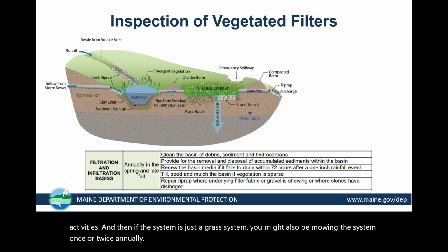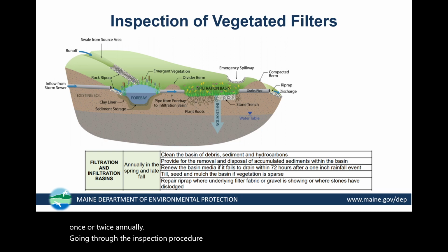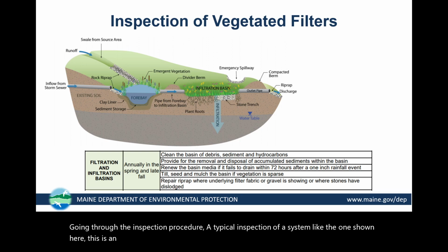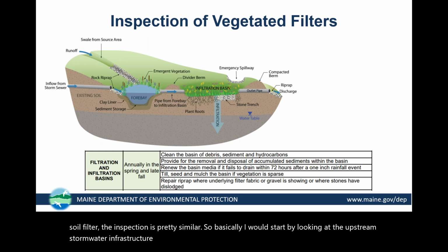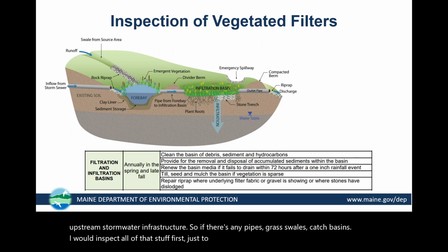Going through the inspection procedure, a typical inspection of a system like the one shown here, this is an infiltration system, but if it's an underdrain soil filter, the inspection is pretty similar. So basically, I would start by looking at the upstream stormwater infrastructure. So if there's any pipes, grass swales, catch basins, I would inspect all of that stuff first, just to make sure it's all in good working condition.